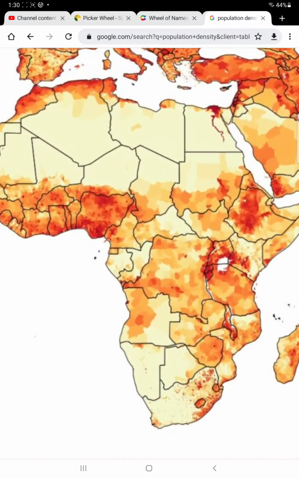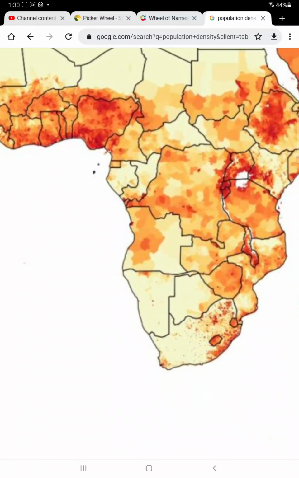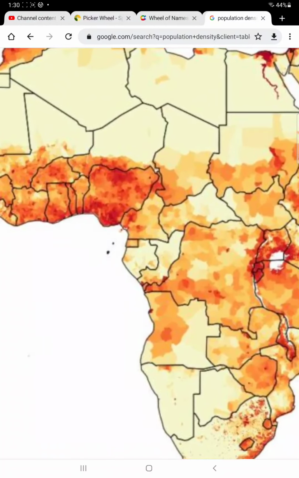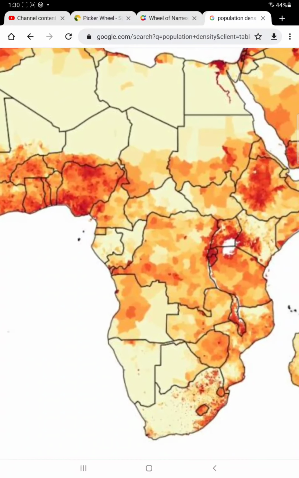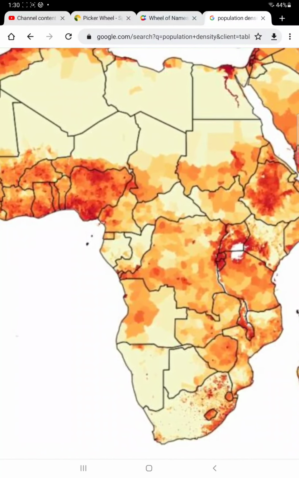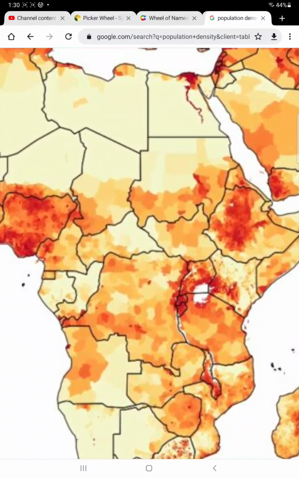Here, it is basically a giant desert. Botswana, Namibia, and South Africa, a giant desert. Here, rainforest, and then there's this part of Africa, part of Central African Republic. Some parts of Africa are very underpopulated, like here.